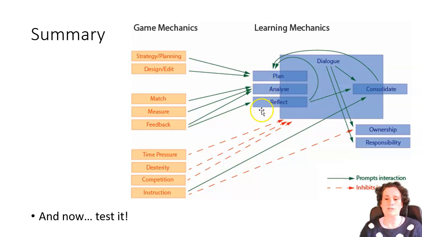Okay, so to summarize then, the learning mechanics that lead to dialogue in my model were plan, analyze, and reflect. In almost every game analyzed, they were strongly associated with these five game mechanics: strategy planning, design and edit, match, measure, and feedback. These interim learning mechanics then lead to the consolidation and the responsibility overall game mechanics supported by dialogue.